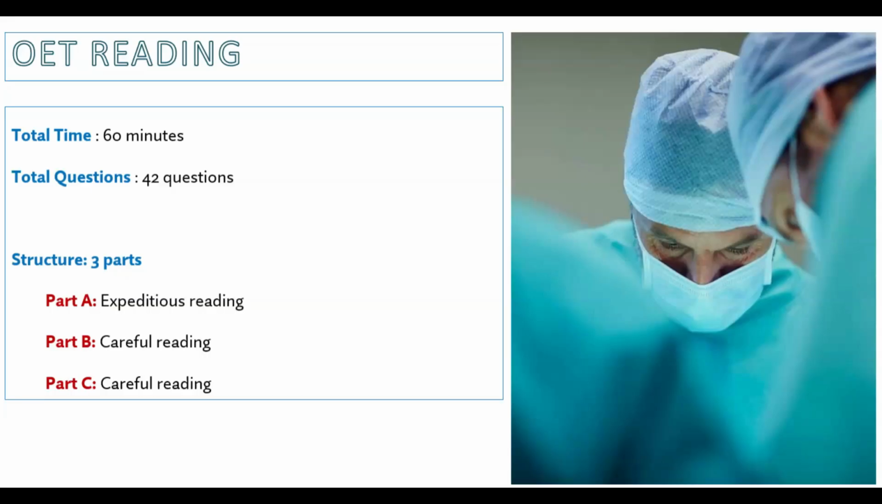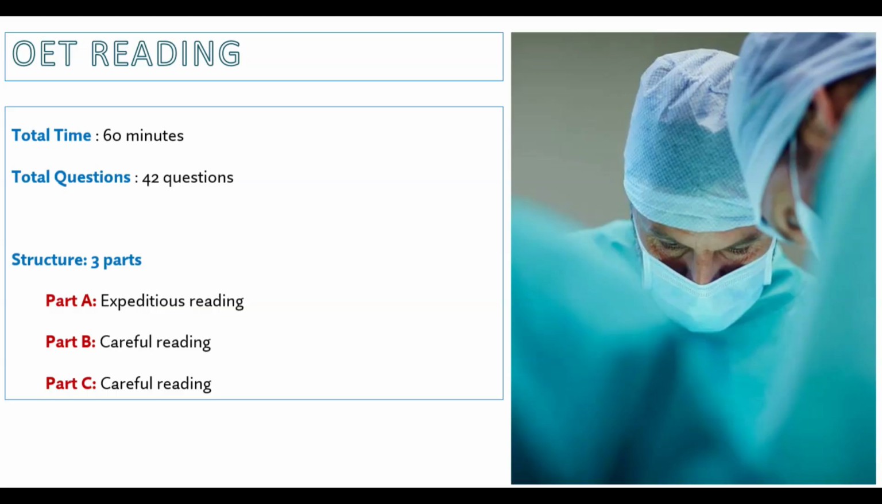Since we are done with listening part, now let us move to the next section of OET test, the reading section. The total time duration for reading in OET test is 60 minutes. And the total number of questions is 42 questions. OET reading has 3 parts: Part A, Part B, and Part C. Let's jump to Part A.